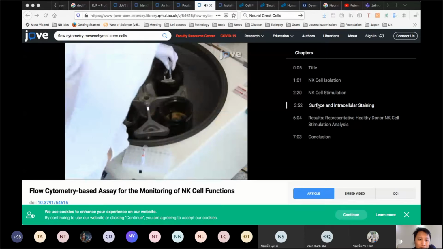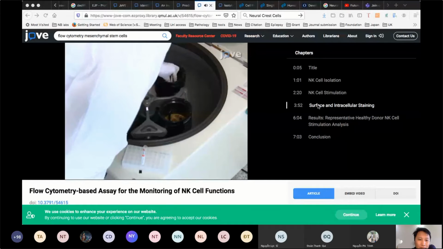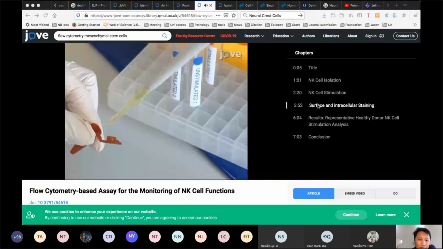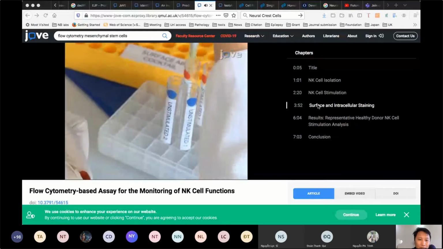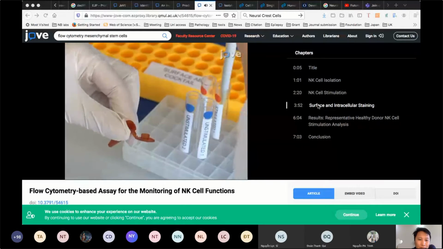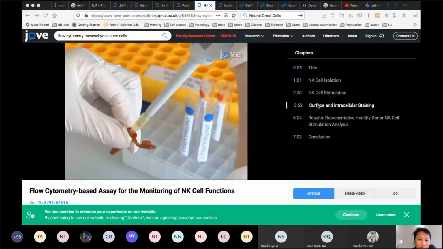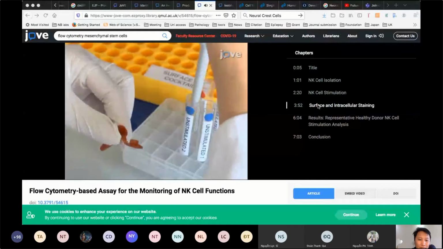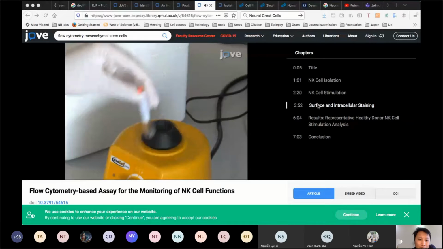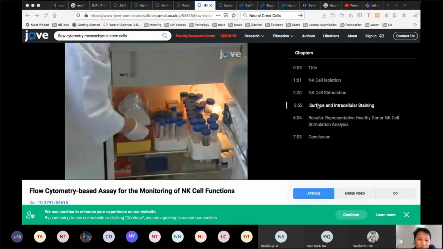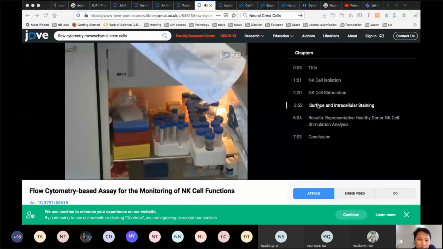At the end of the incubation, wash the cells in 1 milliliter of wash buffer and resuspend the pellets in 84 microliters of wash buffer plus 16 microliters of the appropriate cell surface antibody cocktail. Mix the samples by vortexing and incubate for 20 minutes in the dark at 4 degrees Celsius.